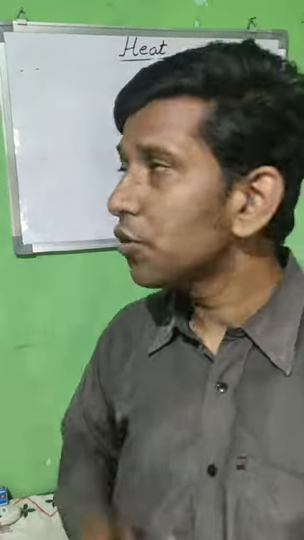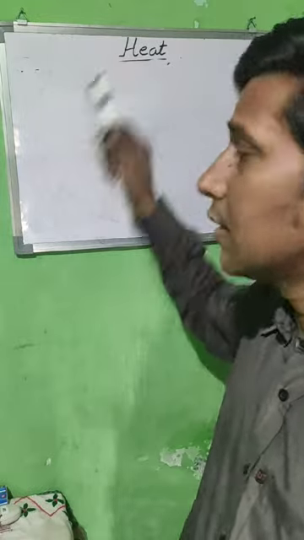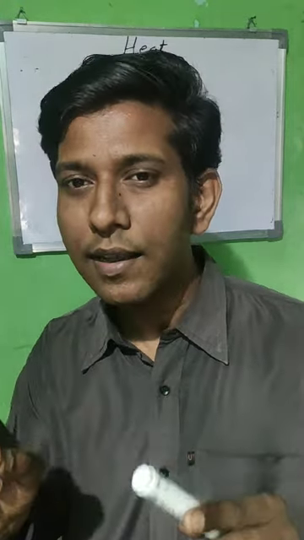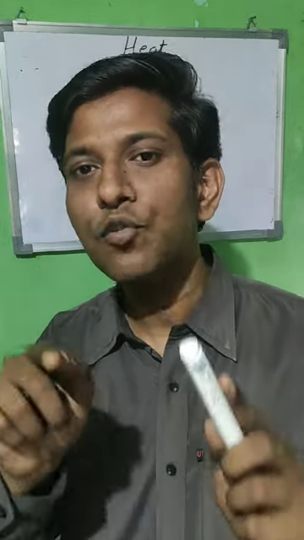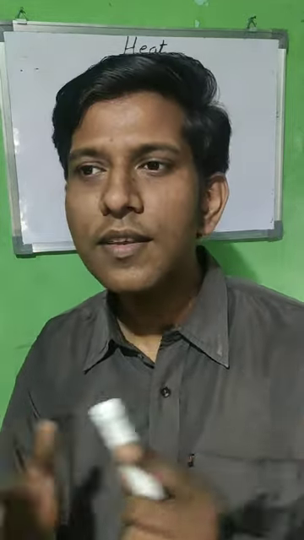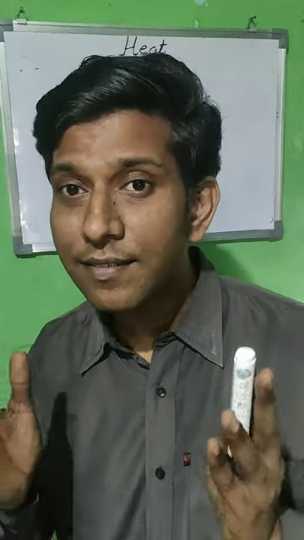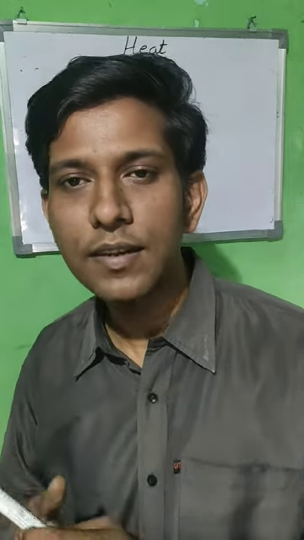Today I am just going to start a new chapter, that is heat for class 7. Before starting this chapter, let me clear you what is heat. Actually heat is a form of energy and energy is the capacity to do work. So definitely heat should perform certain work. There are so many examples all around where we can see that heat is performing certain work.